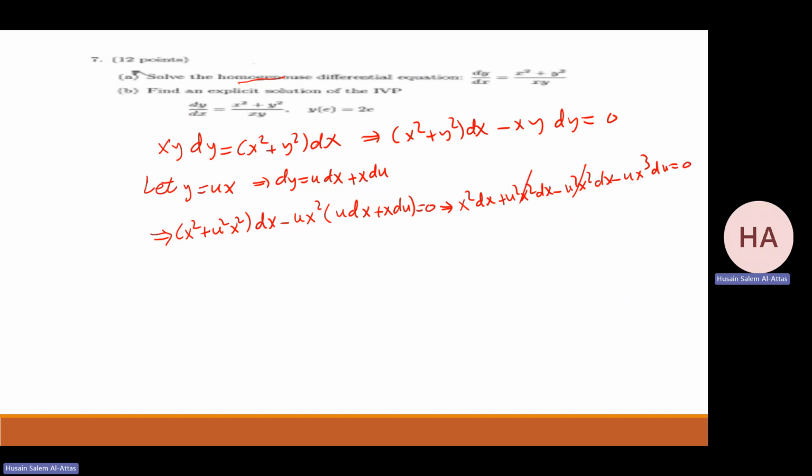Cancel this with this. Don't do the same mistake. So I have x squared dx equal u x cubed du. So I have u du equal dx over x. So I have u squared over 2 equal ln absolute value of x plus c.